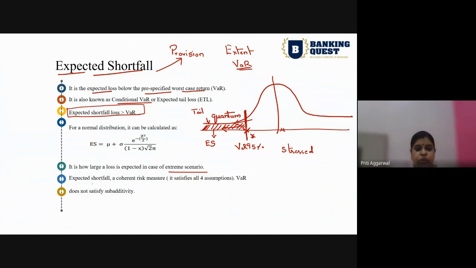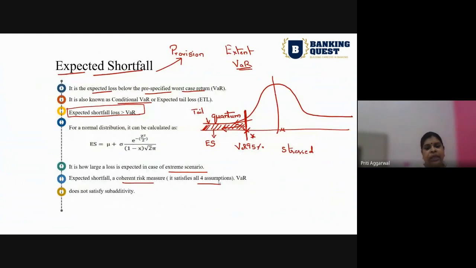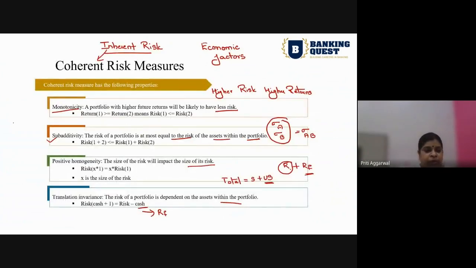And your expected shortfall is a coherent risk measure. It satisfies all four properties: monotonicity, subadditivity, positive homogeneity, and translation invariance. All these coherent risk measure properties are taken care of in your expected shortfall, right? VAR does not satisfy subadditivity, right? So VAR is something which doesn't fulfill this particular property, right?